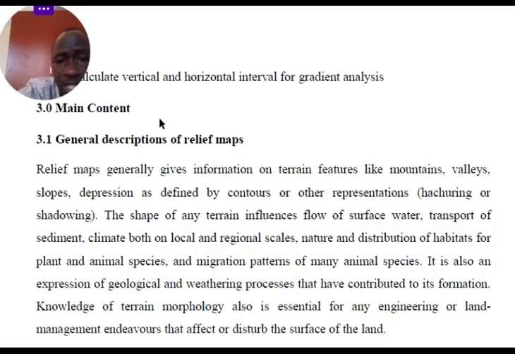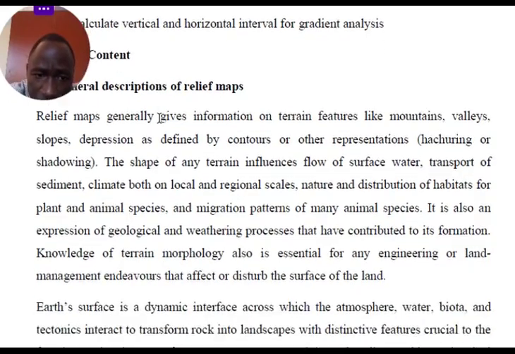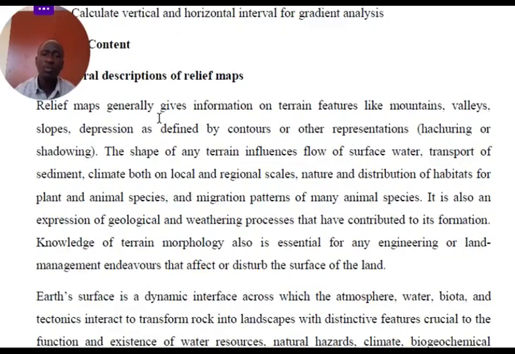Now, they are saying the general description of the relief map. When you look at the relief, we are talking about the general information on the terrain, for example, mountains, valleys, slopes, depressions, as they are defined by the contours and their representation. Now here, if I'm to talk about areas that are associated with the mountains, we tend to look at areas with too many compacted contours.